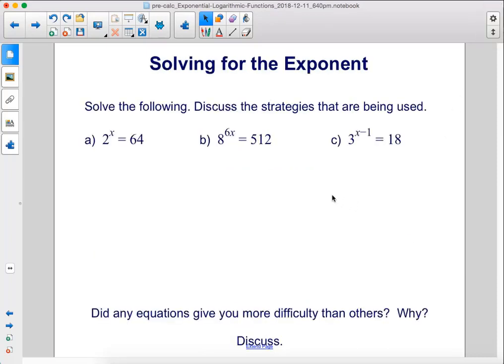Solve the following. Discuss the strategies that are being used. 2 to the x equals 64. 8 to the 6x equals 512. 3 to the x minus 1 equals 18. Did any equations give you more difficulty than others? Why?